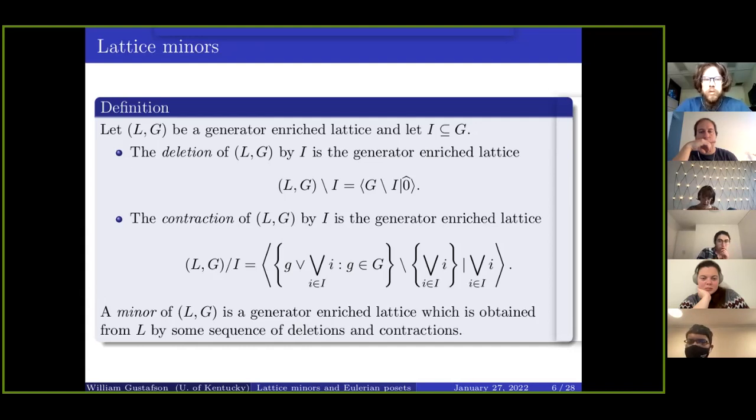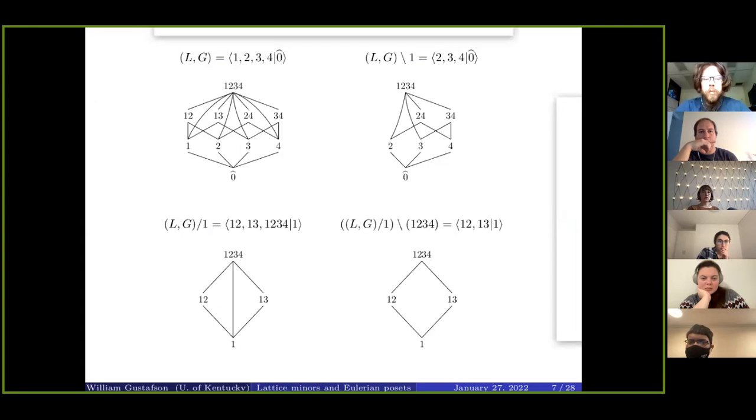Here's some examples. On the top left, this is the face lattice of the square. I've labeled the elements with what their vertices are, and the generating set is the four atoms, 1, 2, 3, and 4. On the right, that's the result of when you delete the generator 1. So we lose 1, and we also lose 12 and 13. None of these can be expressed as a join of just 2, 3, and 4. But on the other hand, we still have the element 1234 because that's a join of 2 and 3.